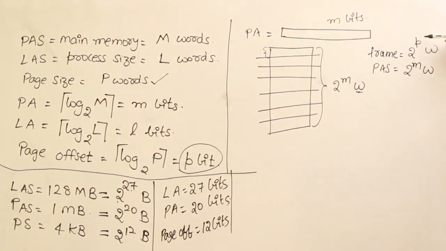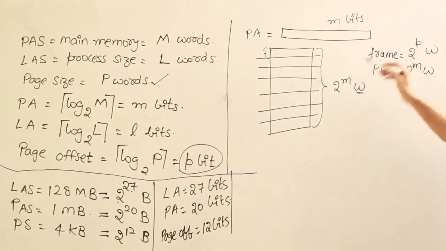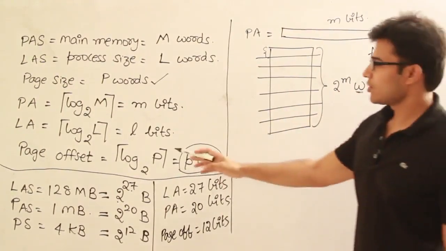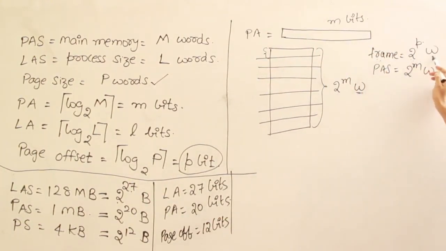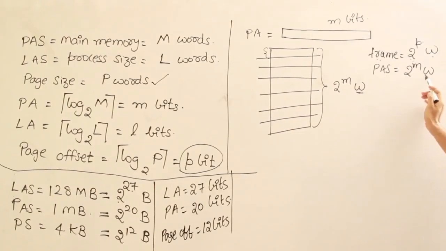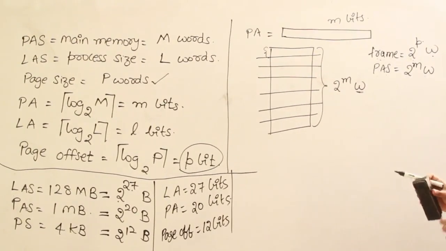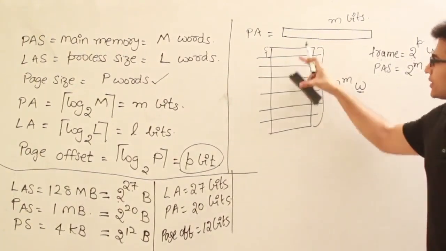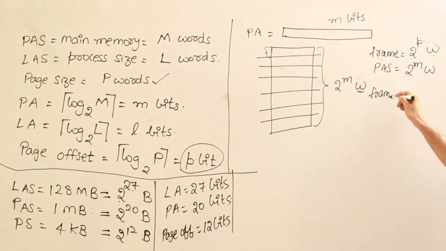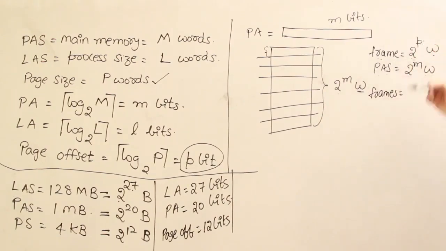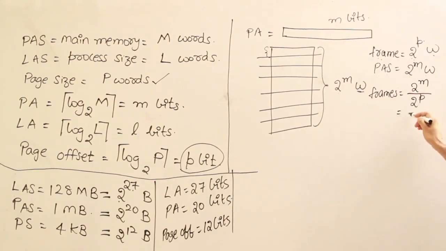So are you following this? Each frame is 2 power p words, and small p I have derived from the page size only, right? Frame size is going to be 2 power p words, and physical address space is going to be 2 power m words. Then my question is, how many frames are present in this entire physical address space? To find the number of frames, you divide the physical address space by the frame size. So what is the physical address space? 2 power m, divided by the frame size, 2 power p. Then how many frames will be present? 2 power m minus p.